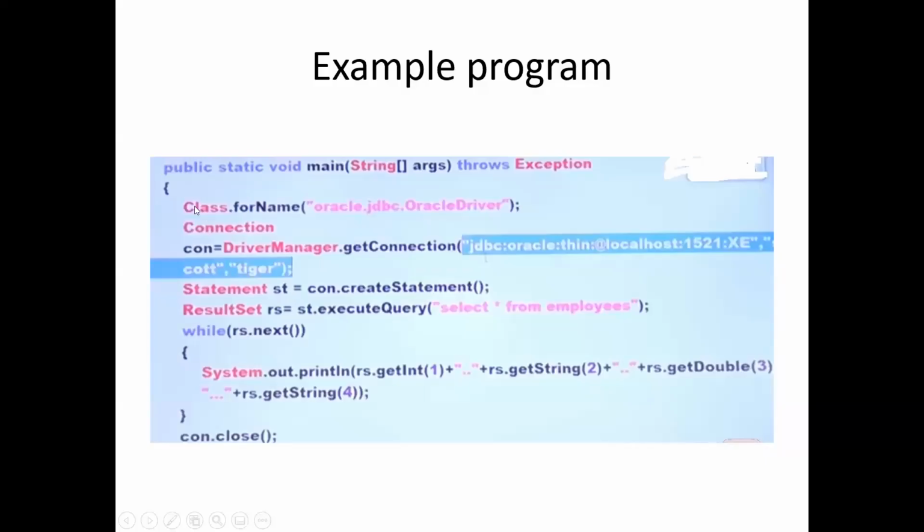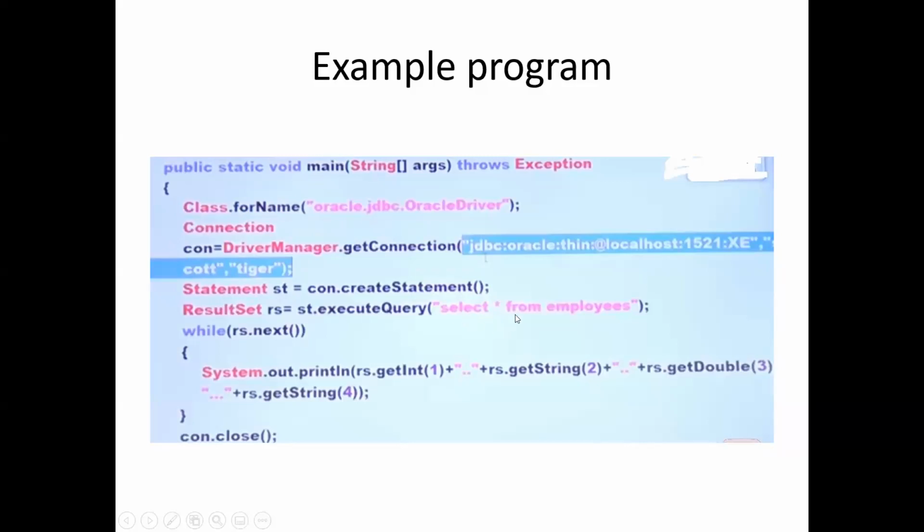So the first line is related to registering with the driver. My dear students, please observe that the first four lines are common for all programs, whatever our aim. Our aim is to communicate from a Java application to the database, and the first four lines are common for every program. In the fifth line, we will write the query related to our aim.